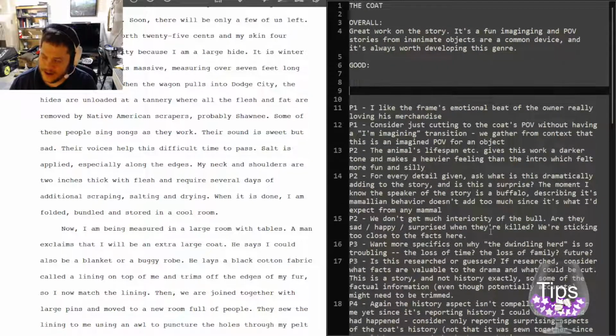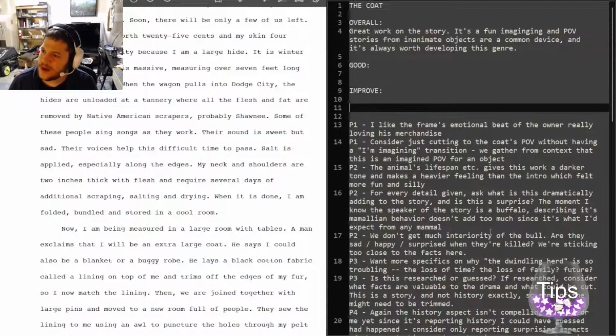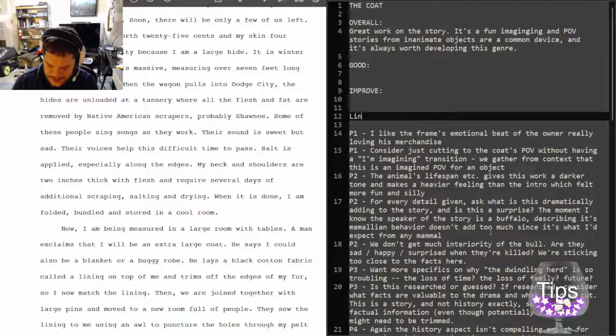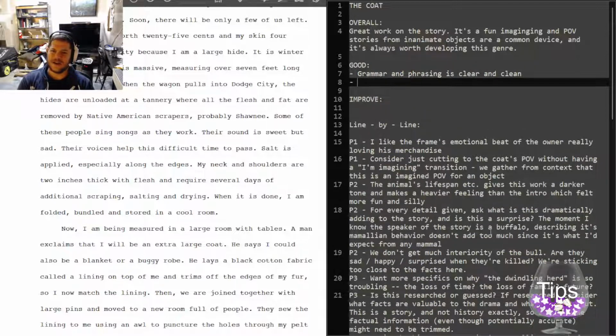All right. So the good, I think, is that the grammar and structure and phrasing is clear and clean. I think it's a fun take on something I haven't learned much about.